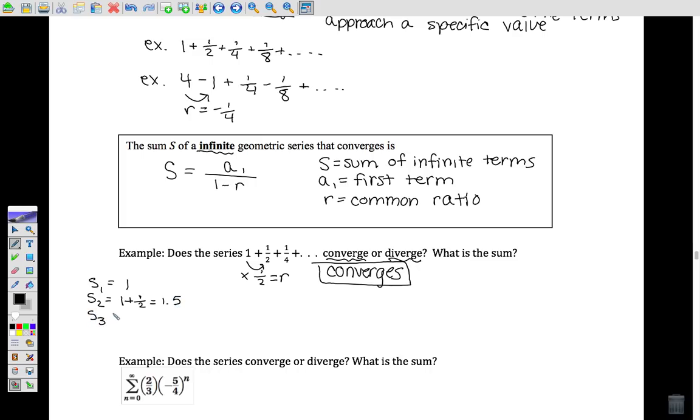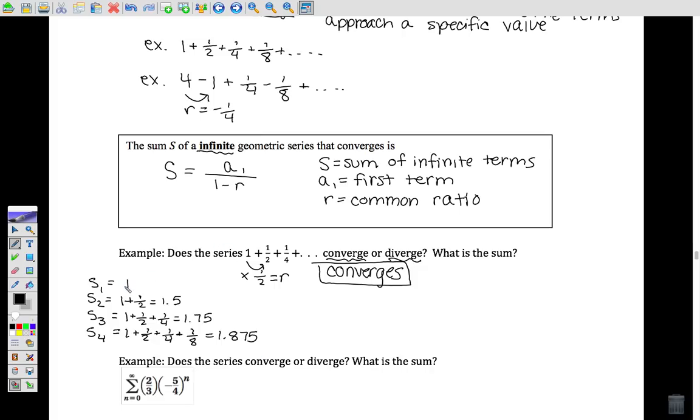If we wanted to find the sum of the first 3 terms, that's 1 plus 1/2 plus 1/4. That's 1.75. If we added the first 4 terms, that's 1 plus 1/2 plus 1/4 plus 1/8. That gives us 1.875. And we could keep going on and on with this.